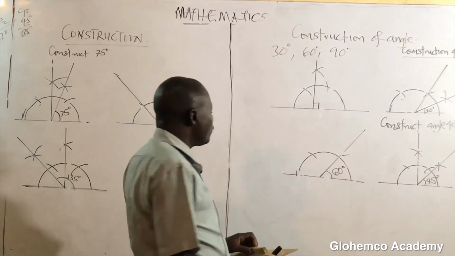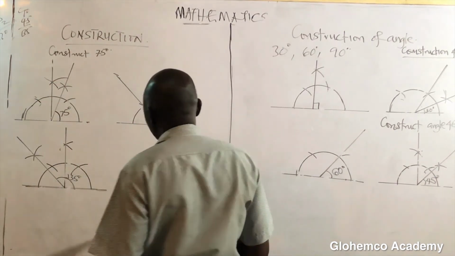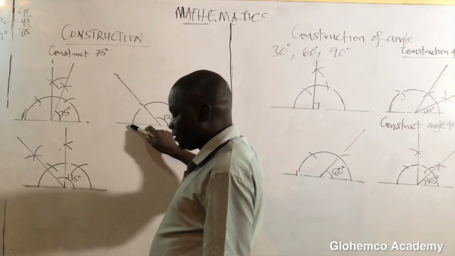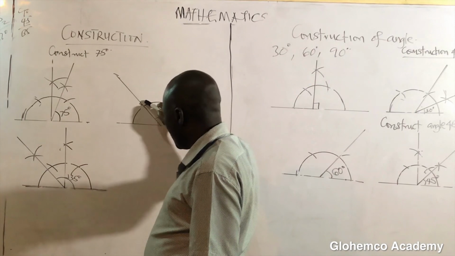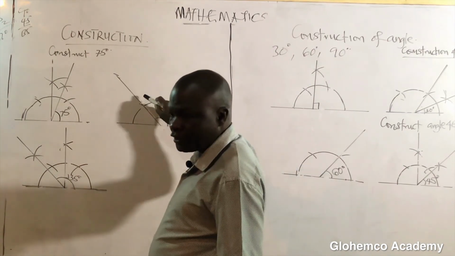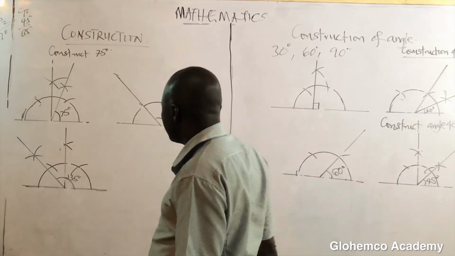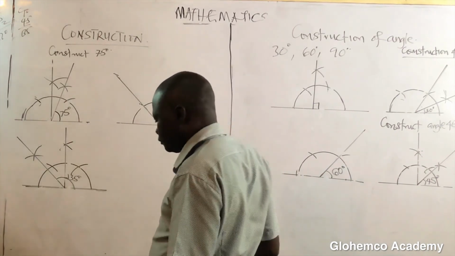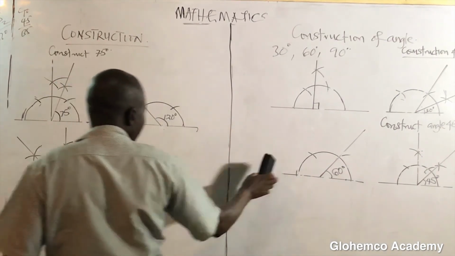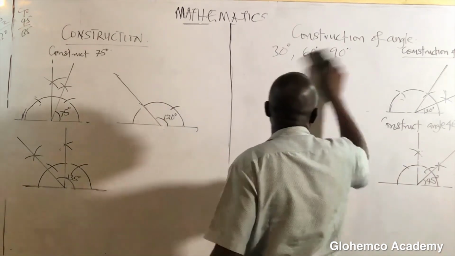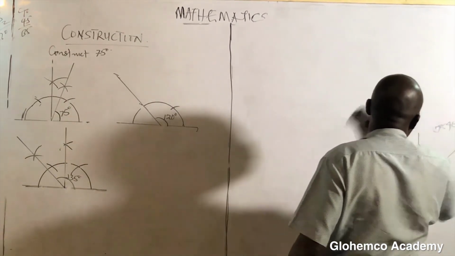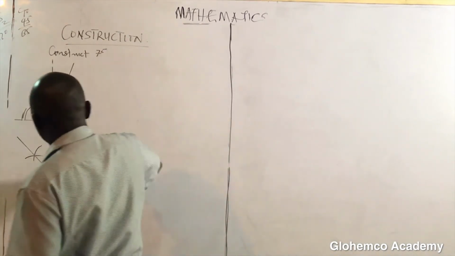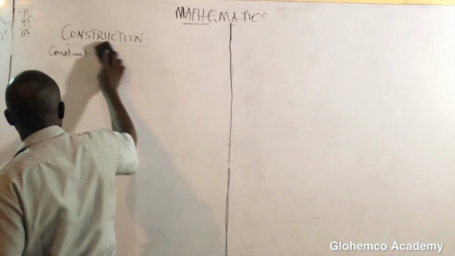You can even construct 150. If you want to construct 150, once you know that this is 120 and this one is 180, 180 plus 120 will give us 300. And 300 divided by 2 will give us 150. Bisect this one and get your angle. That's how to construct angle 150 degree.